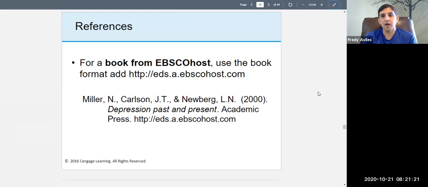If you have an electronic book, let's say, or a book from EBSCOhost, one that you got online, you do it very similarly, except that you add the path. All right, a book from EBSCOhost would be like an electronic book. So you'd have the authors there, right? In this case, there's 3, right? Miller, and again we have Carlson, and we have JT. For Carlson we have first initial and the middle initial. Then we have Newberg, first initial, middle initial, and then we have the year in which the work was published in parentheses. Then we have the title of the book, the publishing company, and then we have the path, because it came from EBSCOhost. It's an electronic source, so we need to put the path in there.